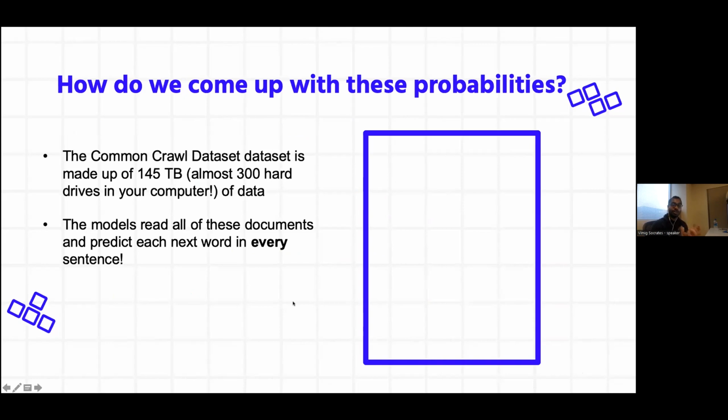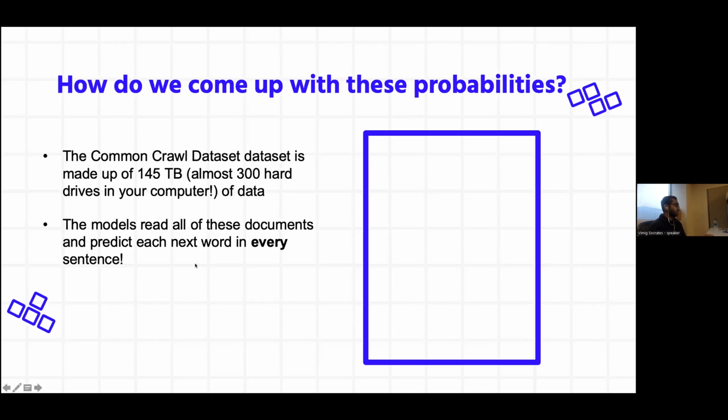That's a very hard number to understand. But if you think of the hard drive in your computer, it's 300 of those hard drives. And our machine learning tools, which I'll describe in the next slide, read all of this text, and that's how they understand how likely words are to come in particular orders.